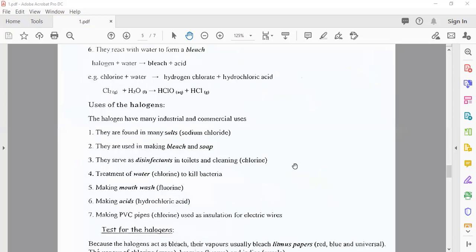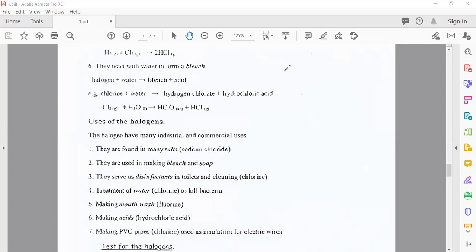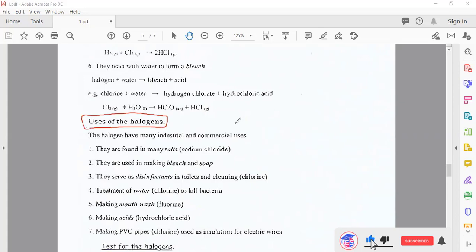Now the uses, we will see how they can be used. We'll talk about the uses of group 7, or you can say uses of halogens. Halogens have a lot of uses. They are also used in industry. Number one, they are found in many salts, such as chlorides and bromides. Number two, they are used in making bleach and soap.